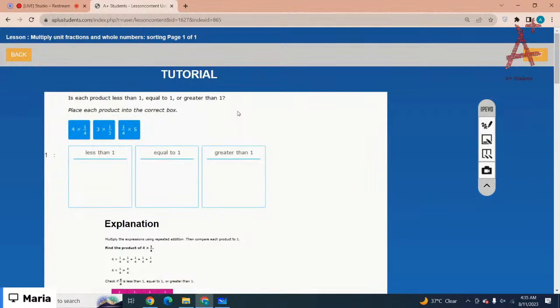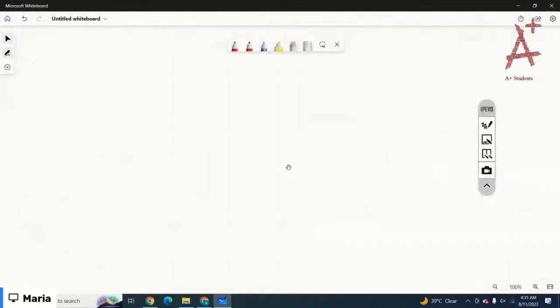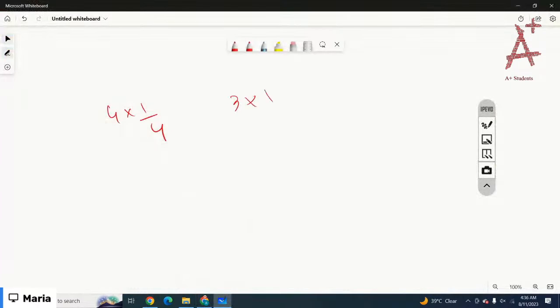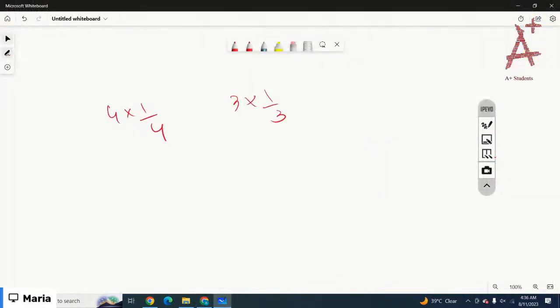So let's start with the first one. You have 4 times 1 over 4. So let's just multiply and see. 4 times 1 over 4. The next one is 3 times 1 over 3. And the next one is 1 over 4 times 5.